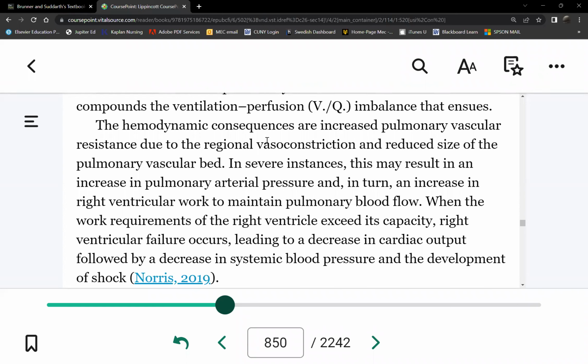Okay, so what type of shock do we have here? Hypovolemic, cardiogenic, obstructive, or distributive? This is a form of obstructive shock. So same effect as cardiac tamponade. So there's obstruction here. So the patient can literally die from shock. Okay, with the massive PE.